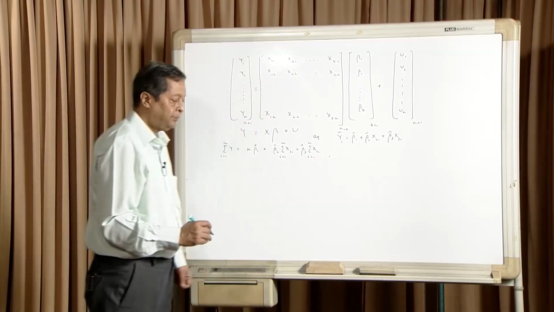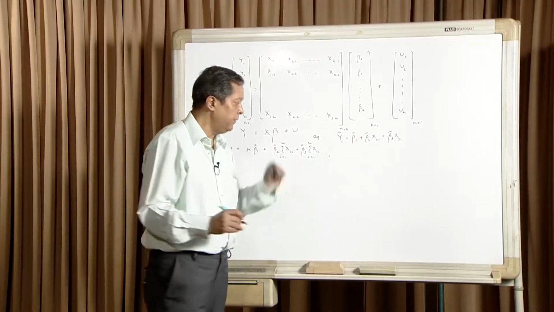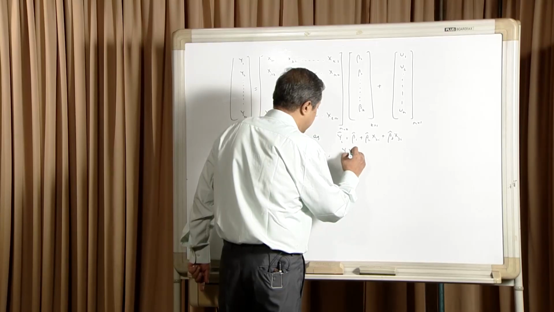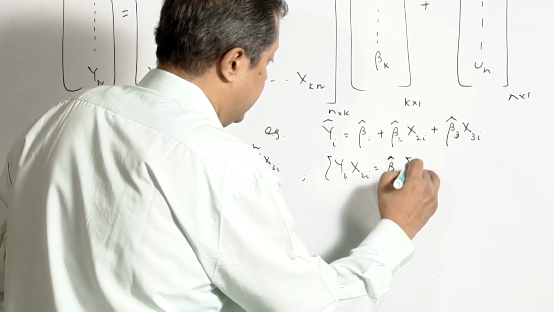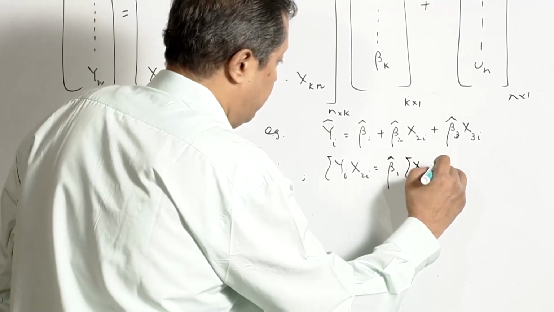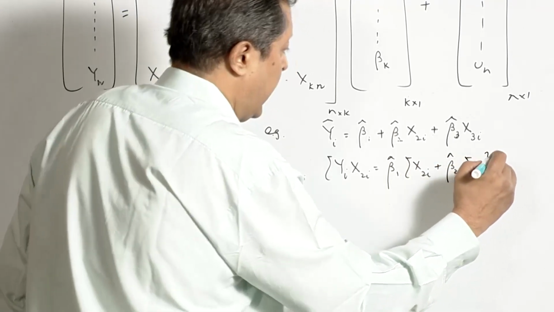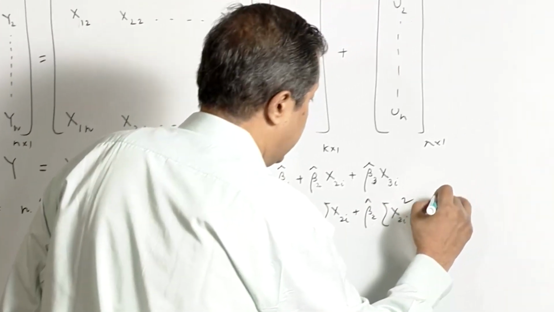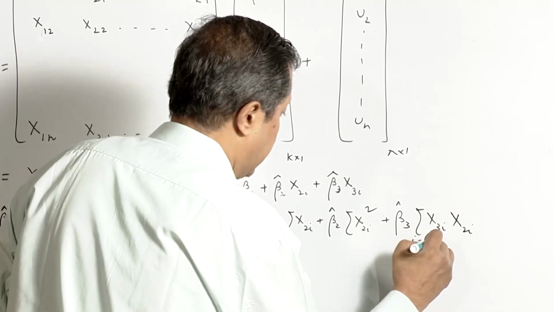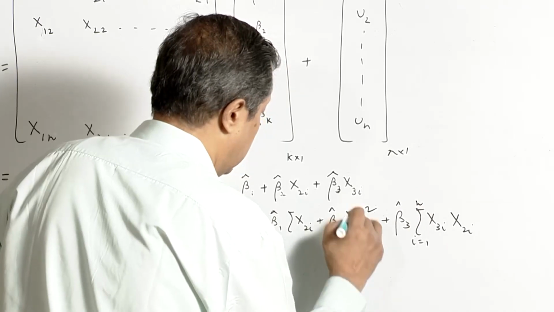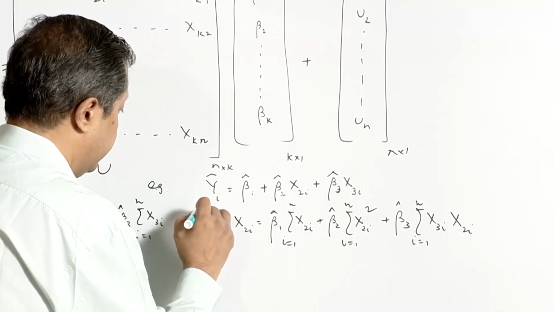Secondly, what we do is we multiply y by the second variable. So, we have summation y i x 2 i equal to beta 1 hat summation x 2 i plus beta 2 hat summation x 2 i square plus beta 3 hat summation x 3 i x 2 i. Everywhere i runs from 1 to n.